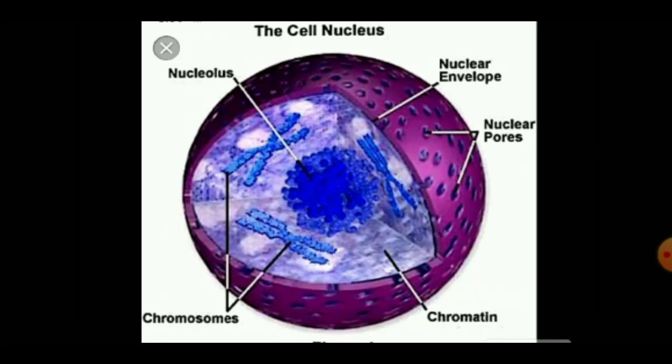In this diagram, you can also see the chromosomes. Chromosomes are only visible in the nucleus during cell division. During the non-dividing phase, it is in the form of thread-like structure called chromatin. Prokaryotes have no nucleus, they only have DNA submerged in cytoplasm.